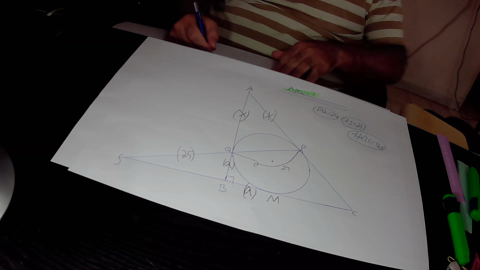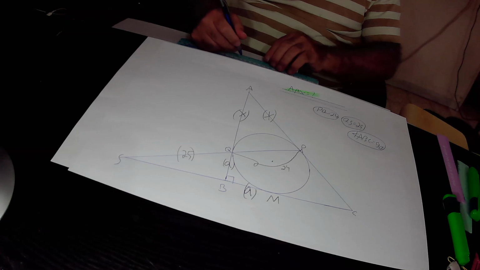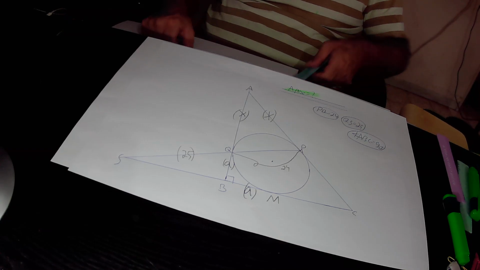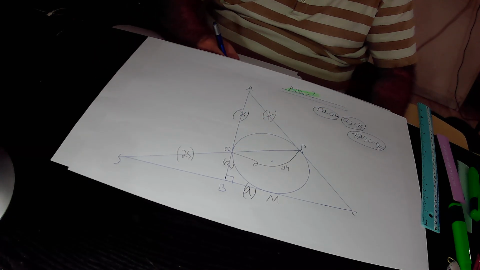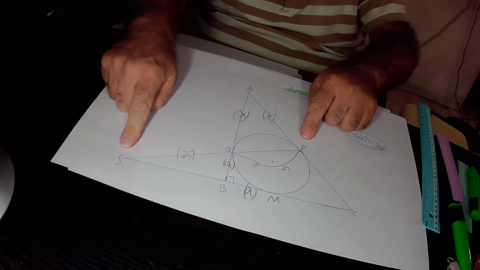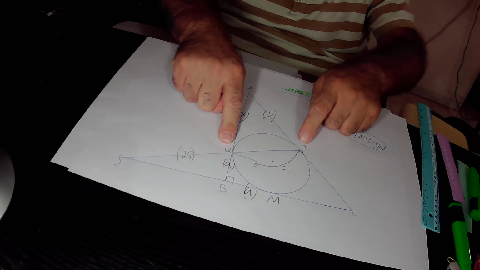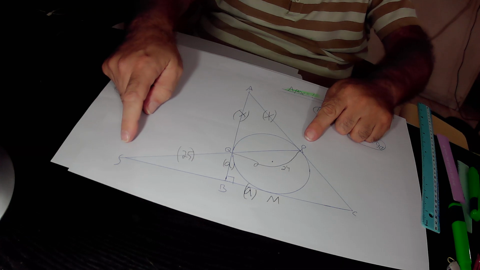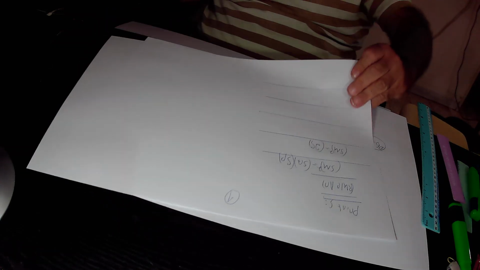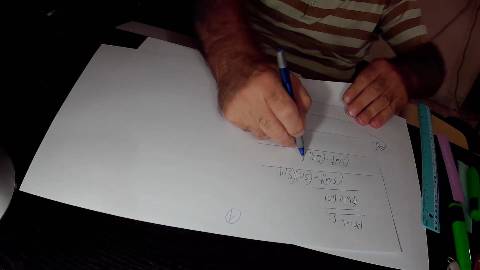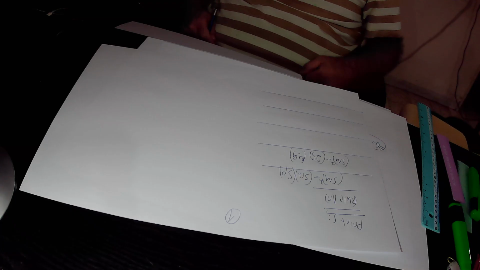equals SQ, which is 25, times SP in total, which equals SQ, that is 25, plus SP, that is 24. So in total, SP equals 25 plus 24, that is 49. Again, SP in total equals 49. So in total, we have found out that SM squared equals 25 times 49.